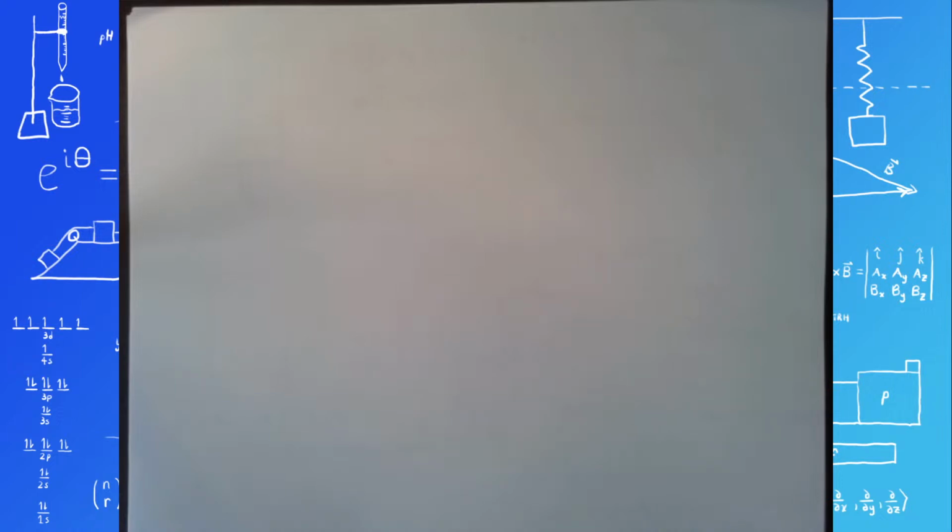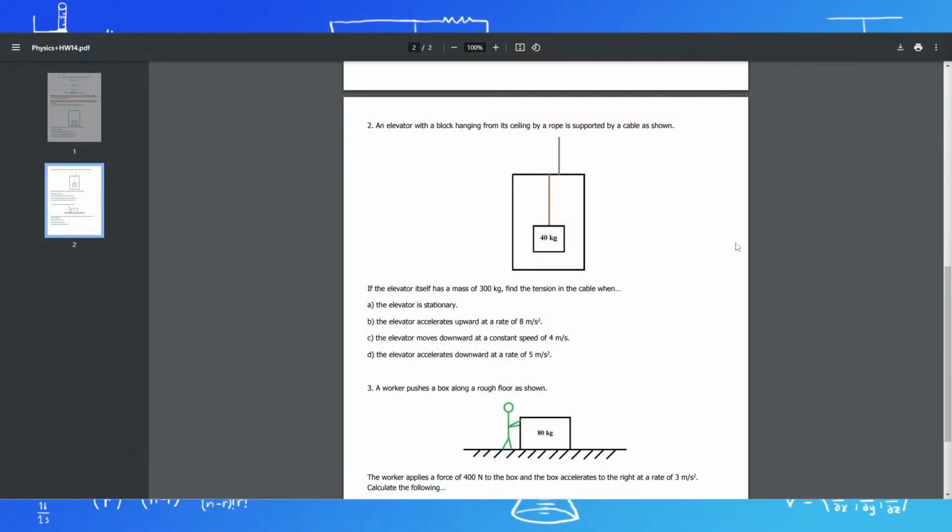Anyway, so it said, an elevator with a block hanging... actually, let me switch back. It says, an elevator with a block hanging from its ceiling by a rope is supported by a cable as shown. If the elevator itself has a mass of 300 kilograms, find the tension in the cable when A, the elevator is stationary, B, it accelerates upward at a rate of 8 meters per second squared, C, it moves down at a constant speed of 4 meters per second, and D, the elevator accelerates downward at a rate of 5 meters per second squared.